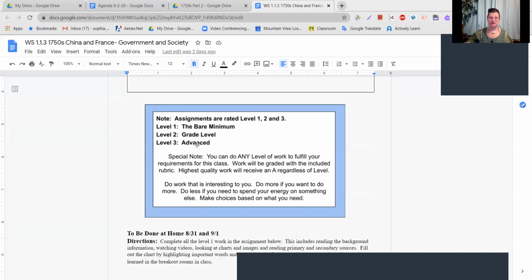So if your student is struggling with getting work completed, they have other responsibilities that take away from their time that they can spend on classwork, or they have a big project in another class, it's okay to direct them to just do the level 1 work. They can be 100% successful doing that. All right, I want to show you what it looks like in this first assignment.